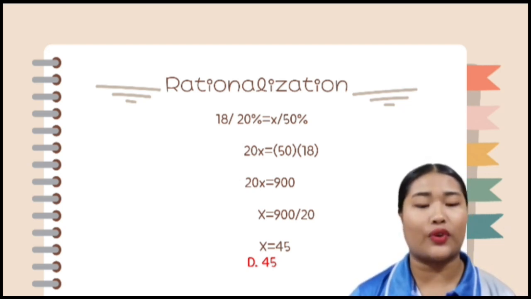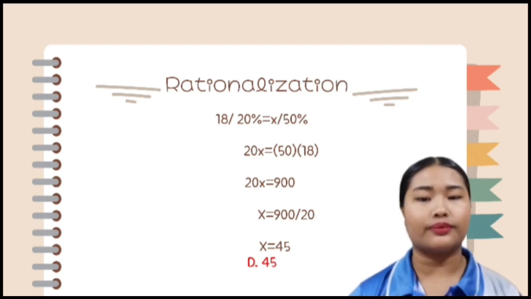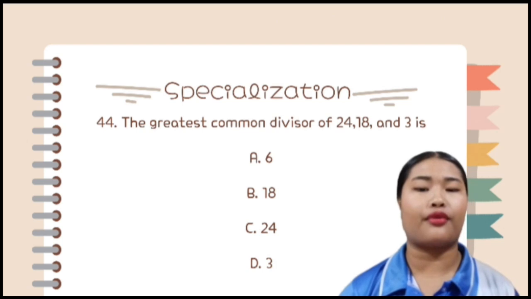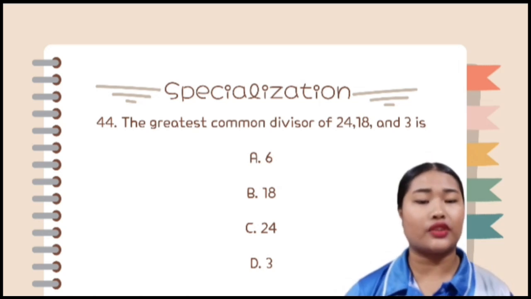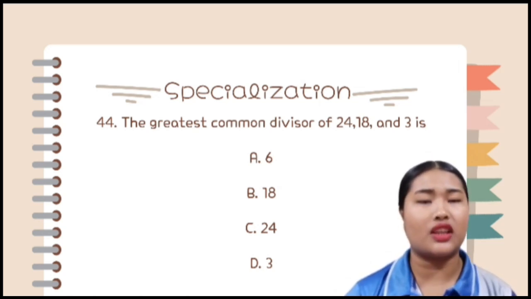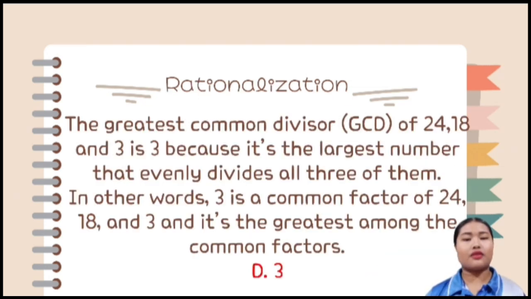Number 44. The greatest common divisor of 24, 18, and 3 is letter A, 6, letter B, 18, letter C, 24, or letter D, 3. Alright, so the greatest common divisor, or GCD, of 24, 18, and 3 is 3 because it's the largest number that evenly divides all three of them. In other words, 3 is a common factor of 24, 18, and 3, and it's the greatest among the common factors. So the answer is letter D, 3.